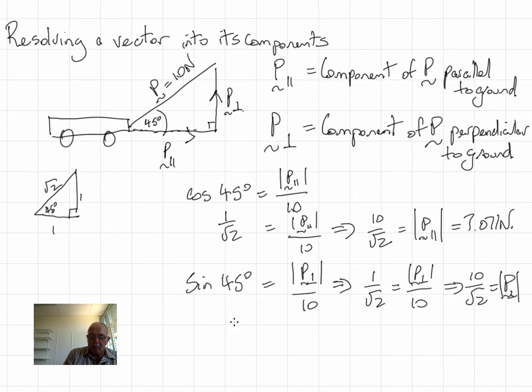So we've got the component of P that is actually acting perpendicular to the ground. That's what P perpendicular is, the component of P that's perpendicular to the ground, is equal to 10 over root 2, on your calculator, 7.071.